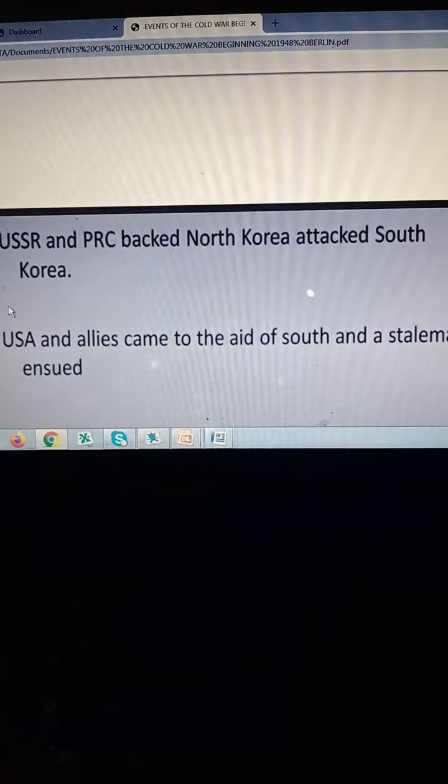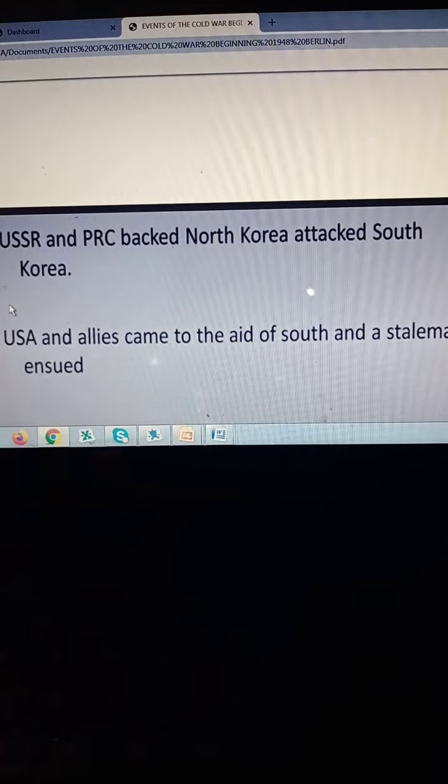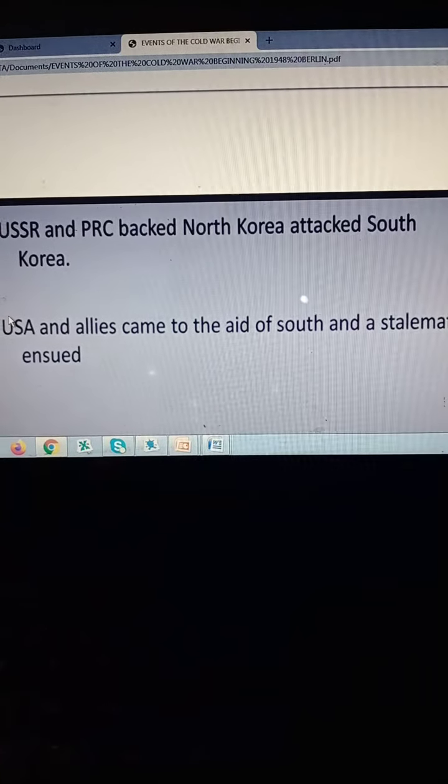The USSR and the PRC, that is the People's Republic of China, backed North Korea and attacked South Korea, which was backed by the USA. They were supplying arms and ammunition and training the soldiers to fight against one another. So that was a civil war fought within the country between two parties, South Korea and North Korea. The USA and allies came to the aid of the South, and a stalemate ensued. That means the stalemate condition continued and there was no further progress.